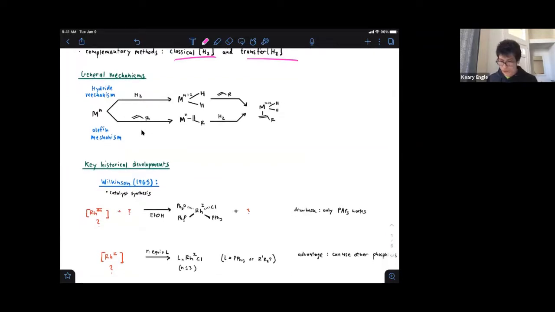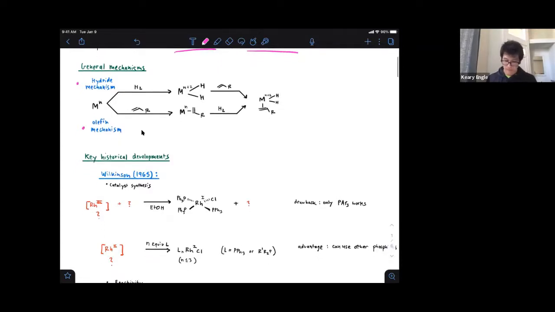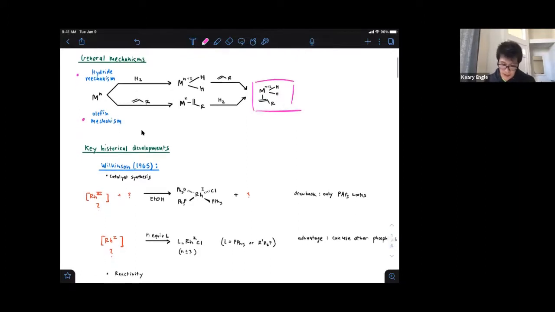So there are two general mechanisms that you'll see at play. One we call a hydride mechanism, and the other we call an olefin mechanism, and that's just defining which is binding to the low-valent metal center first, either H2 or the olefin. Depending on which, they will ultimately converge to the same key intermediate, which is this metal olefin dihydride. But in the first case, you get H2 coordination, oxidative addition, and then coordinate the alkene, and the order is opposite in the other.